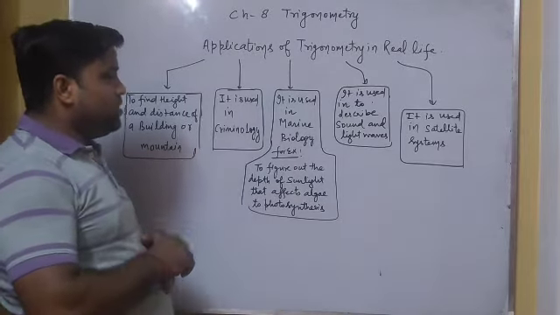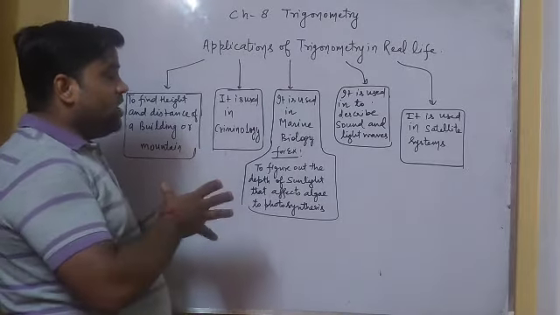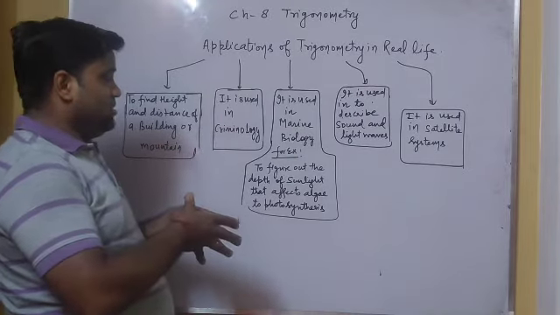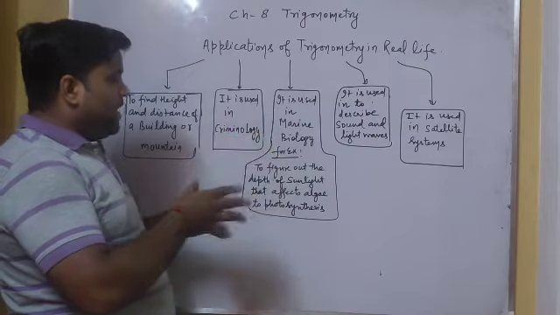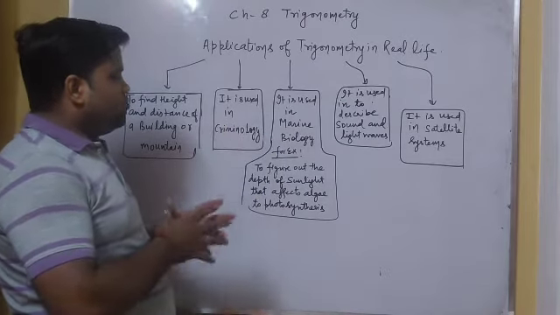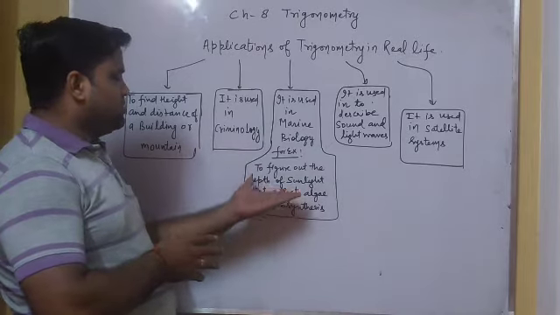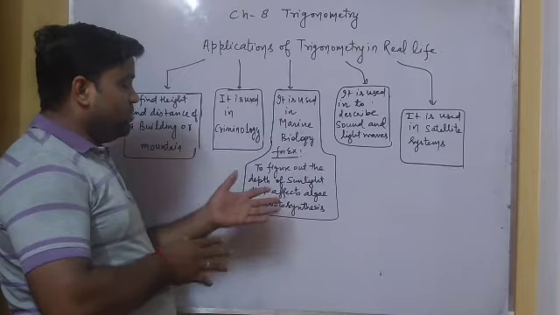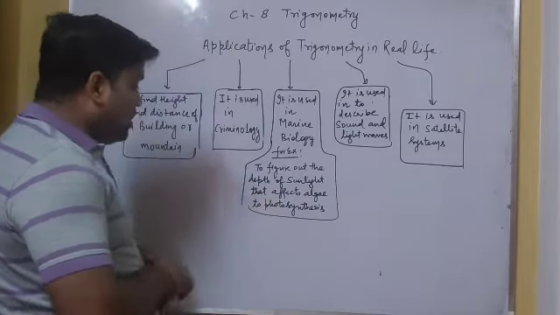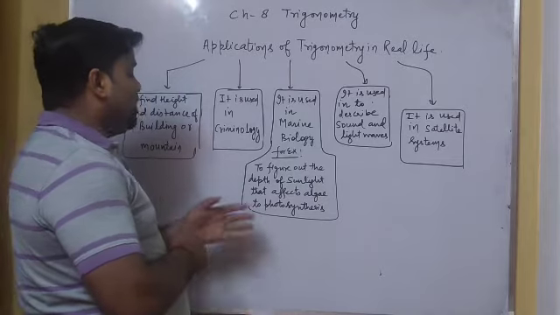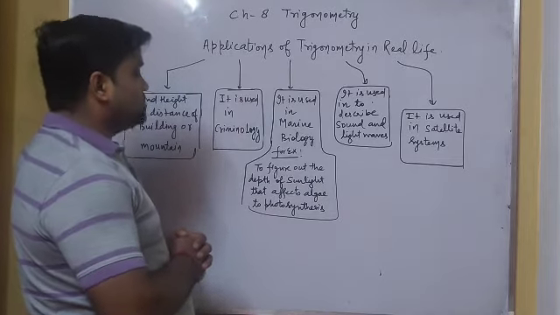You know about it. Marine biology means the study of life under the sea. So the marine biologists use trigonometric applications to find, for example, the depth of sunlight that affects the algae's photosynthesis. We know about the blue-green algae, which generates its food by using the process of photosynthesis.